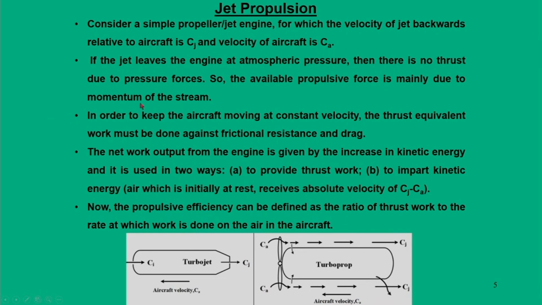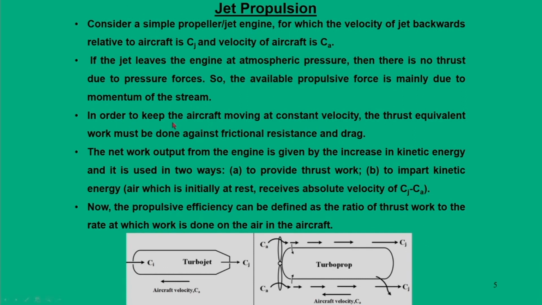Now, let us do a very simple analysis, whether it is a propeller or a jet engine, in which the velocity of the jet is defined as Cj and the velocity of the aircraft is Ca. You can see here Cj is the jet velocity, whereas the aircraft velocity is Ca, and the same thing happens for turboprop engines. When the jet expands to atmospheric pressure, there is no thrust due to pressure force, since it has already expanded to atmospheric pressure. But if you do not expand it to atmospheric pressure, then we will have a pressure thrust.